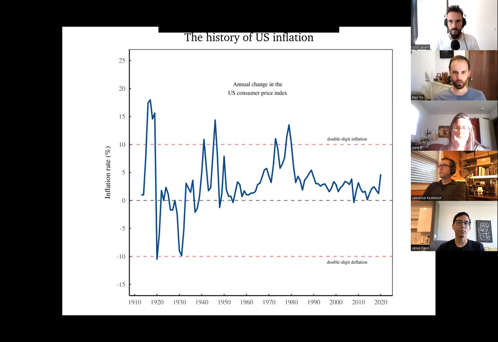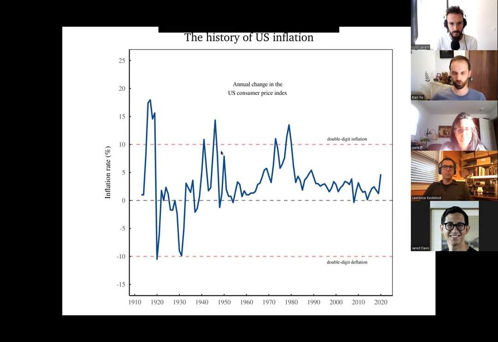So here then, this is the big century-long picture of inflation in the United States. This is the annual change in the consumer price index since 1910, I think. So we have bouts of inflation during each war, World War I, World War II, and then the inflation in the 1970s and 80s. Since then, it's been relatively calm.